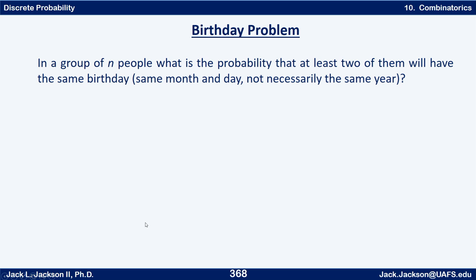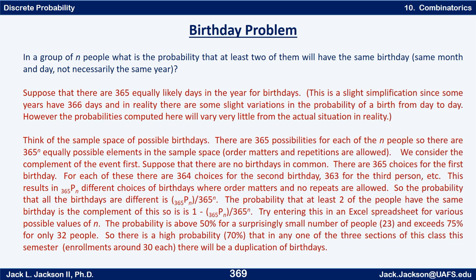So if we have a group of n people, what's the probability that at least 2 of them will have the same birthday, month and day, not necessarily the same year? At what point would that become a good bet? So would you bet me if we had a group of 40 randomly selected people that, if I bet that they have the same birthday, would you take that bet? Would you take it at 30, 20? Interesting question. Well, it turns out that this has a somewhat counterintuitive answer.